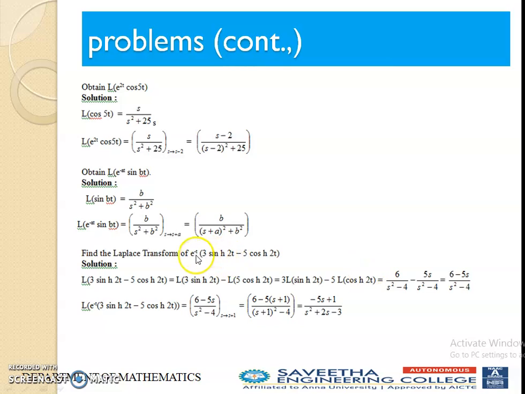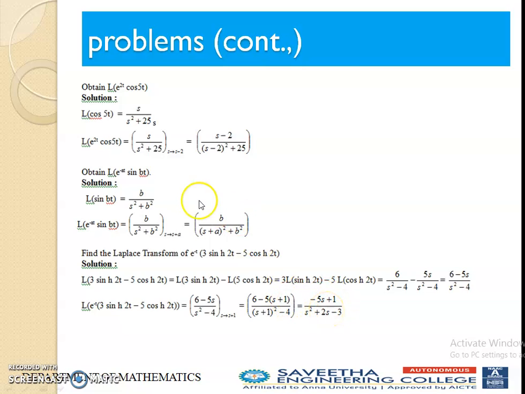But here it is given as a multiple of e power minus t. These are shifting properties. So wherever s is present, we replace s in terms of s minus 1 or s plus 1. But here minus is given, so we take s plus 1. So replace s in terms of s plus 1, and we get the final answer.